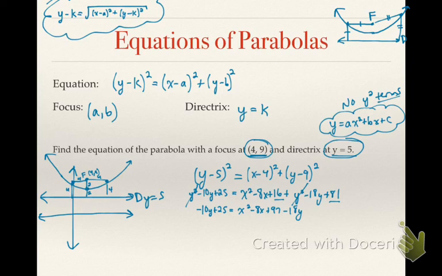Now I want to get y by itself. It's almost by itself on the left side, so what I'm going to do is add the 18y to both sides to get rid of it from the right and move it over to the left. But I'm also going to subtract the 25 from both sides so that the y can be by itself. Okay, let's reduce this further. Negative 10y and plus 18y gives me 8y. The 25s cancel. I'm left with x squared minus 8x plus 72.